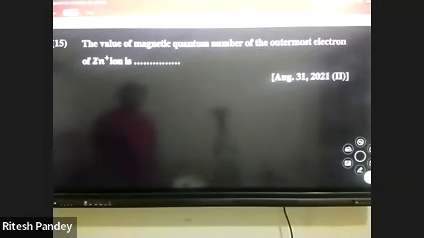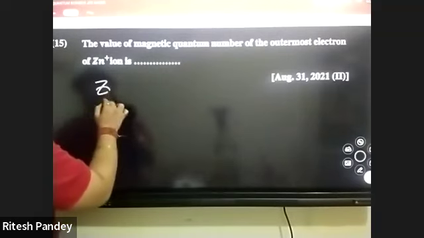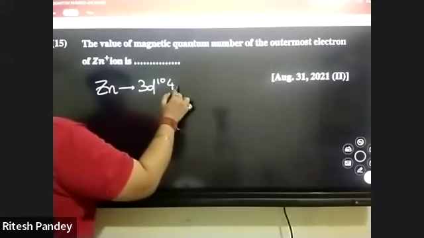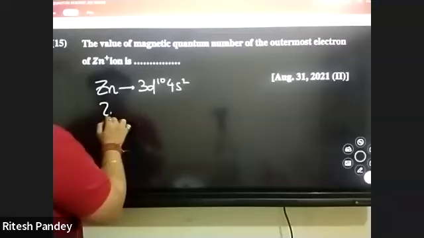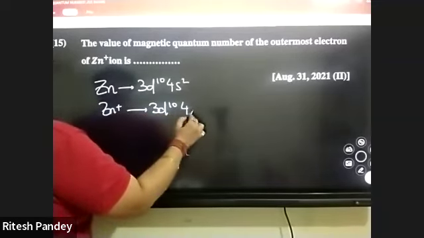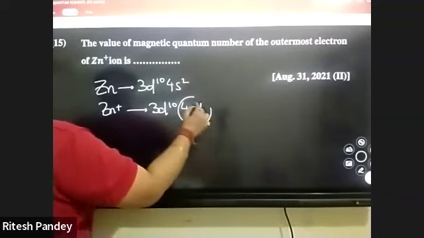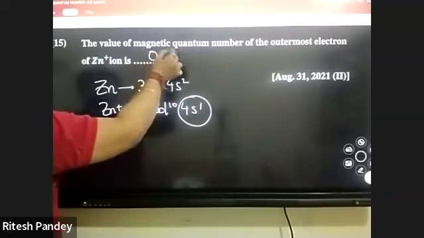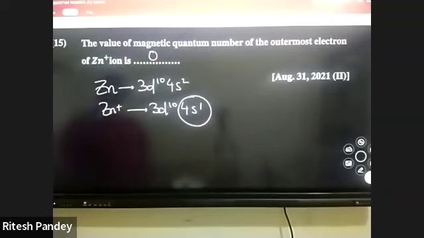Magnetic quantum number of the outermost electron of zinc plus is? Sir, 0. Zinc is 3d10, 4s2. So naturally, zinc plus would have a 4s1, and 4s1 being the outermost electron will have a magnetic quantum number 0. S के लिए magnetic quantum number is 0.